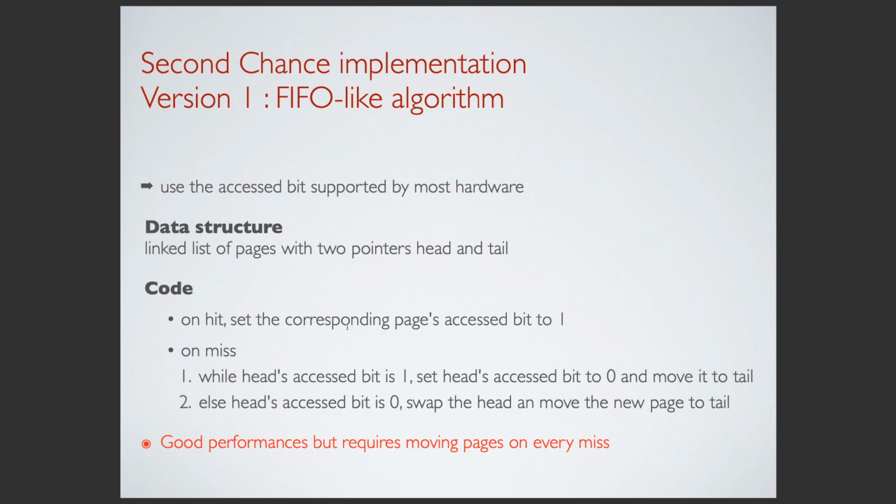Okay. That's it. On miss, what you do is you look at the head, and while the head access bit is 1, you move it to the tail. Okay, you turn it to 0, by the way, and you move it to the tail. You say, okay, haha, I was about to kick you out, but you are getting a second chance. I move you to the back, but now with the access bit of 0. Okay, and as soon as you find the head with access bit being 0, you swap. Okay, you swap the head and you move it to the tail.